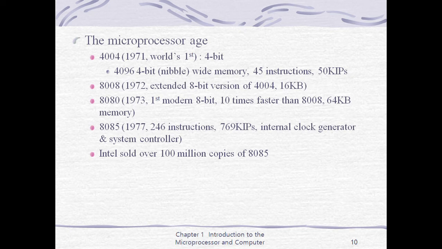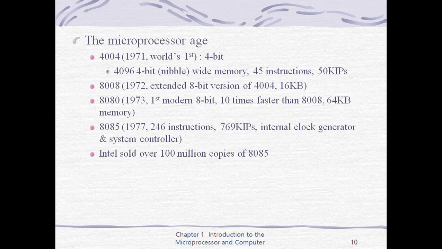In 1971, Intel invented the 4004 4-bit microprocessor. 4004 was the world's first general purpose microprocessor. This microprocessor had 4096 memory locations, with each location having only 4 bits, which is called a nibble. So its memory was 4096 nibbles. There were 4096 locations, and each location could store only 4 bits.